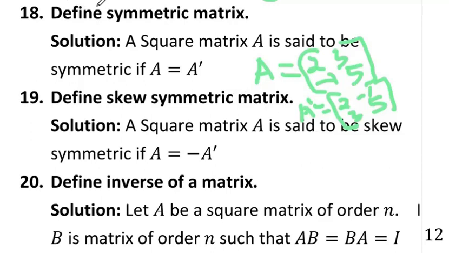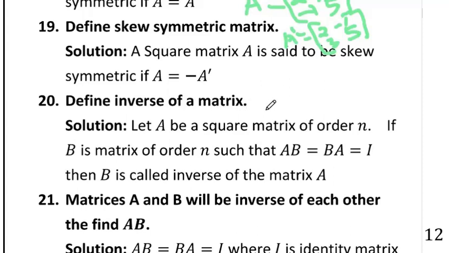And now the definition of symmetric matrix: a square matrix is said to be a symmetric matrix if A is equal to A dash. And define skew symmetric matrix. A square matrix is said to be a skew symmetric matrix if A is equal to minus A dash. And this is the definition of symmetric and skew symmetric matrix.